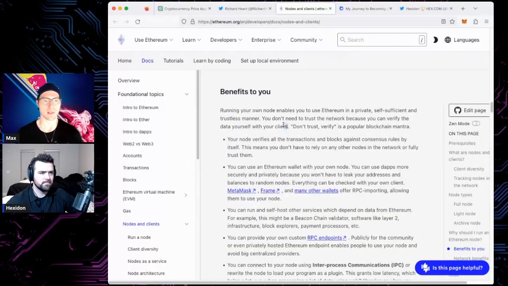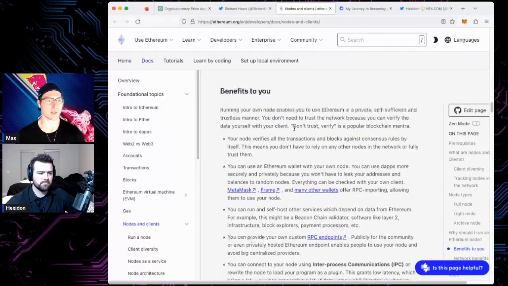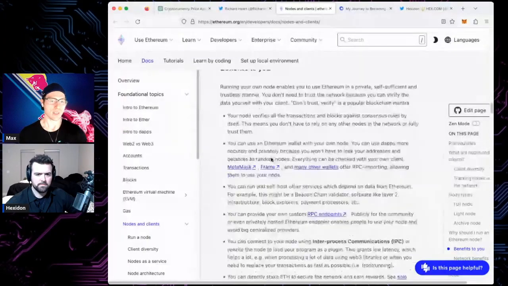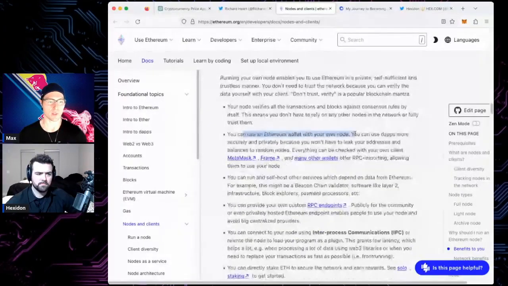And you can make sure nothing fishy is going on because you're running it. Like you've already done all the hard work, so you can be even more trustless. That's why you want to run it. Again, you can use your Ethereum wallet with your own node.